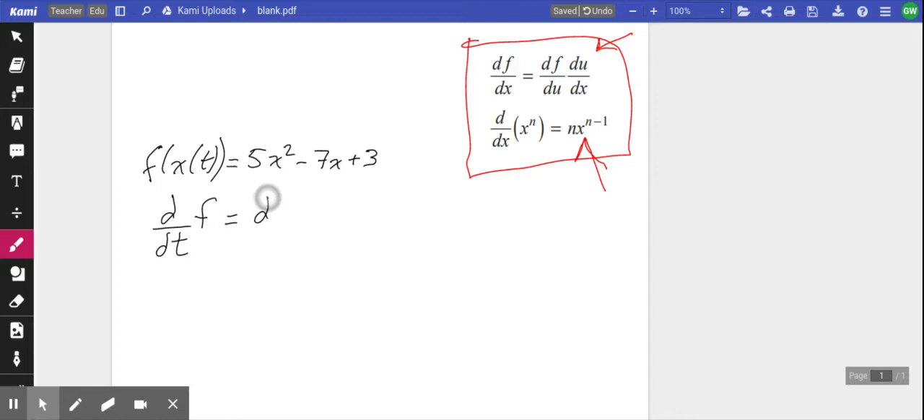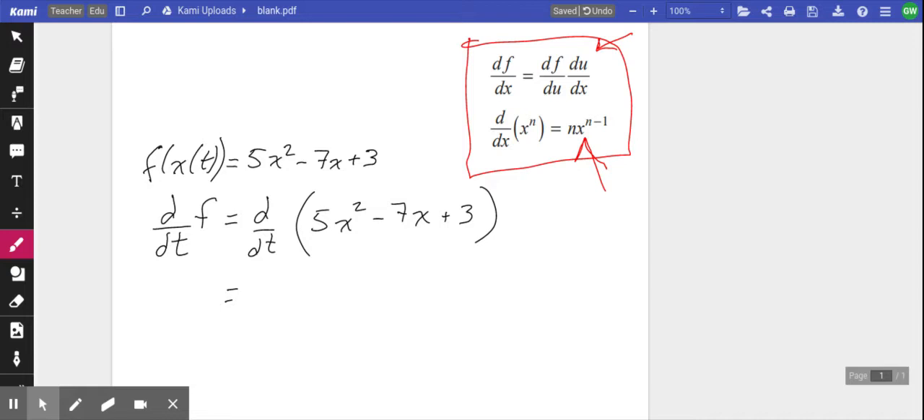And that would be the derivative with respect to time of 5x squared minus 7x plus 3. So to do that, let's first take the derivative of the first term. First term is 5x squared. So we have to take the derivative of 5x squared with respect to x, and then the derivative of x.